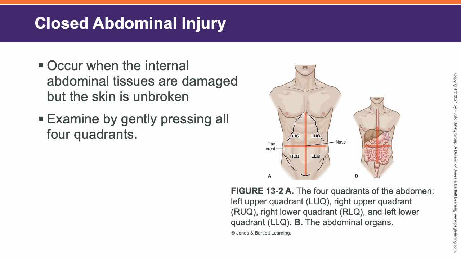So the right upper quadrant is mainly going to house your liver. That's the biggest organ there, and if there's pain in the right upper quadrant, that's one of the first things you're going to think of, the liver. The left upper quadrant houses the majority of your stomach and your spleen. The left lower quadrant really only houses intestines and colon, so no super major organs.